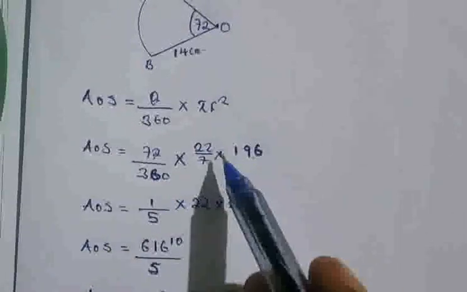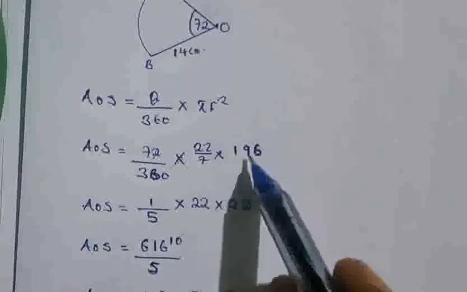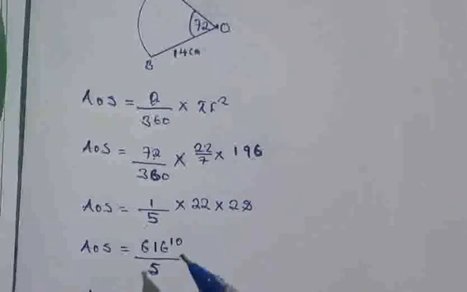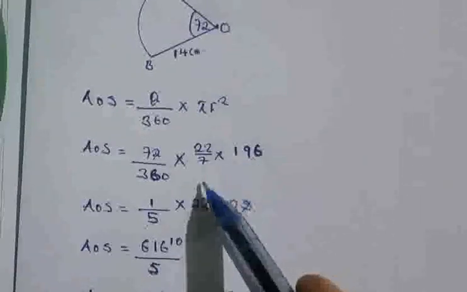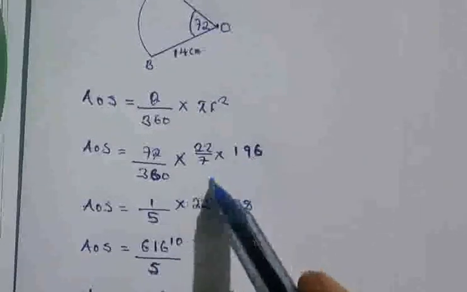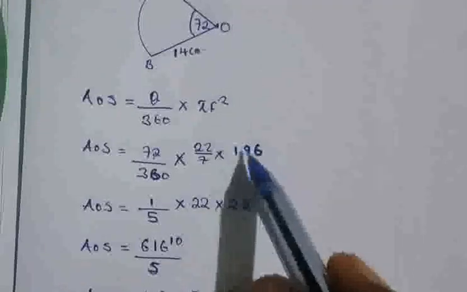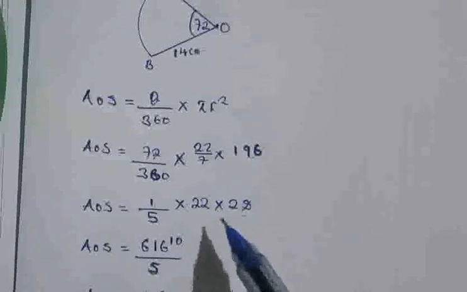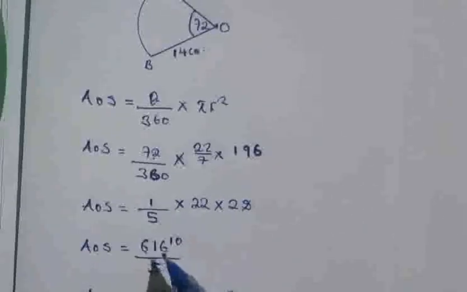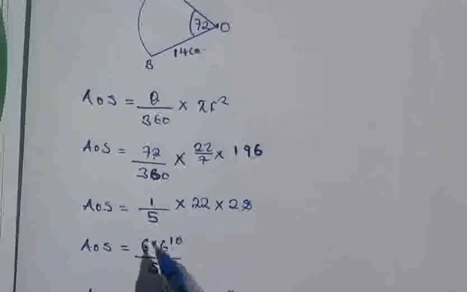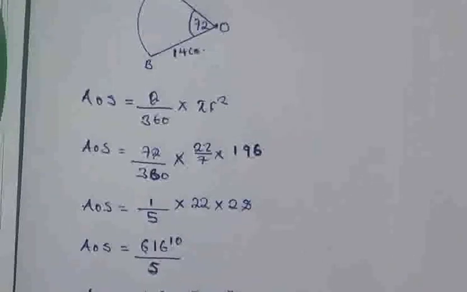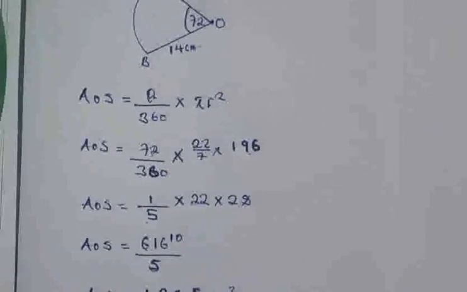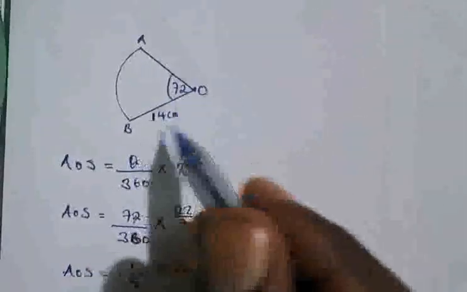Then again on this part, 22 over 7, we say that 7 and 196, they have something in common, because there's a number that can go there and here. So we just say it's 7. 7 into 196 is 28, and here it's 1. That's why we did not include 7 here, because 7 cancelled. That's why this one reduced it to 28 there. So then we had 1 times 22 times 28. Then this one gave us 616 over 5. Then we divided there. Then so we came up with 123.5 centimeter squared as the area of this sector.